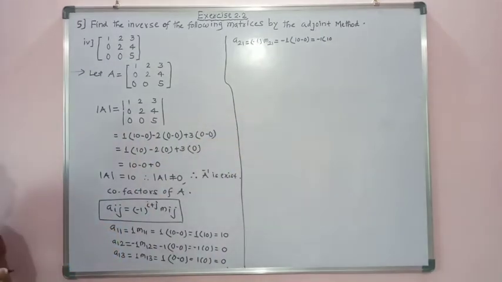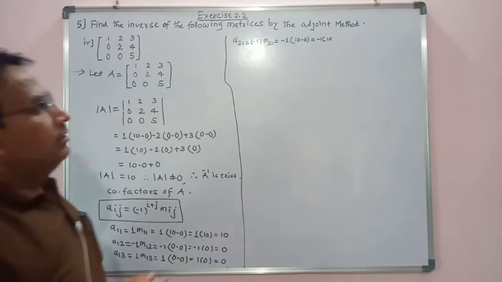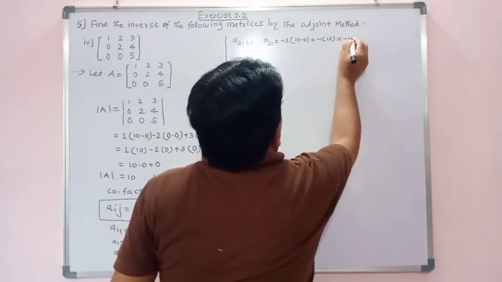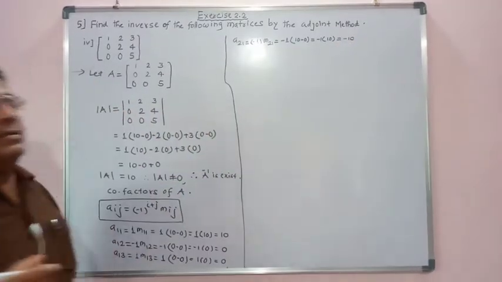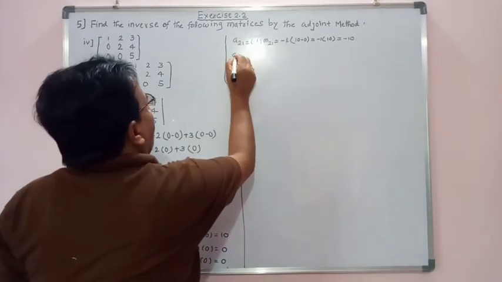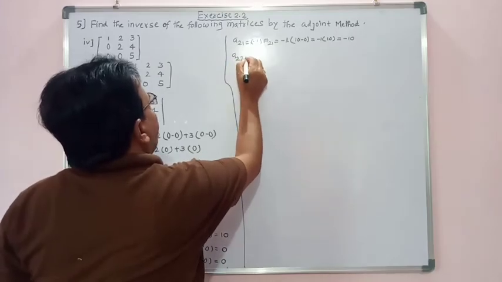10 minus 0 is a 10. Minus 1 into 10 is a minus 10. This is the cofactor A21. Next cofactor A22. 2 plus 2, this addition is a 4.